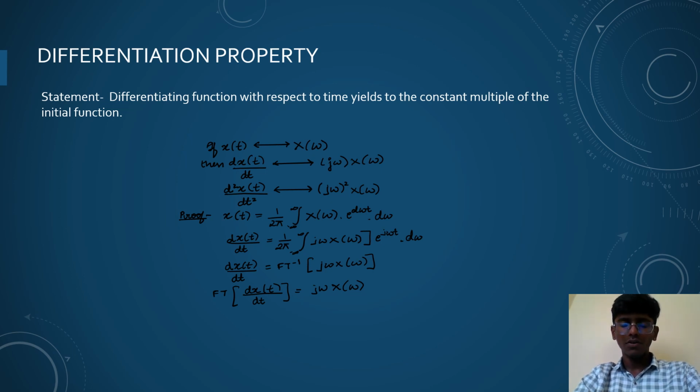If we differentiate again, in the sense d square, the double differentiation of x of t with respect to time gives j omega whole square into x of omega. If there is d cube, in the sense triple differentiation of x of t with respect to time, it gives us j omega whole cube into x of omega. This is known as the differentiation property. The proof is given in the slide. From the proof given in the slide, we can clearly verify the differentiation property.